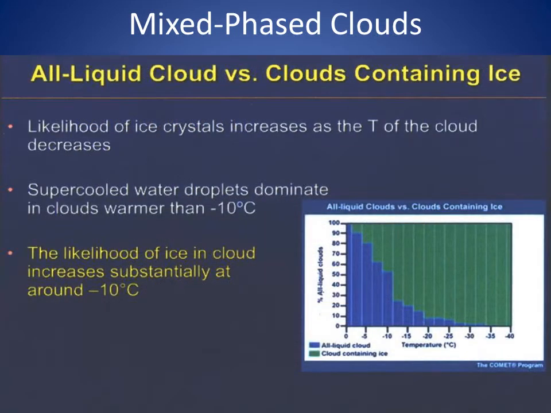Here's a diagram showing the percent of liquid and ice based on temperature. Clouds will not necessarily glaciate or turn to ice as the temperature falls below 0 degrees Celsius or 32 degrees Fahrenheit. In fact, supercooled water droplets dominate in clouds warmer than -10 degrees Celsius. The likelihood of ice in a cloud increases substantially at -10 degrees Celsius, as indicated by the diagram on the right. At -10 degrees Celsius, there will be a 50% chance of ice in the cloud. And as you cool down to -15 degrees Celsius, there is a 90% chance of ice in the cloud.